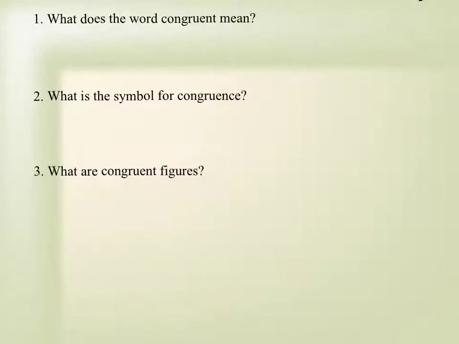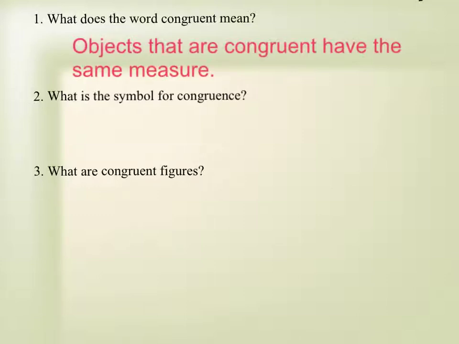Today we're going to talk about congruent triangles. First, we need to remind ourselves what the word congruent means. So far, we've learned that to be congruent means to have the same measure. We have also learned the symbol for congruence. It is an equal sign with a swoop on top.